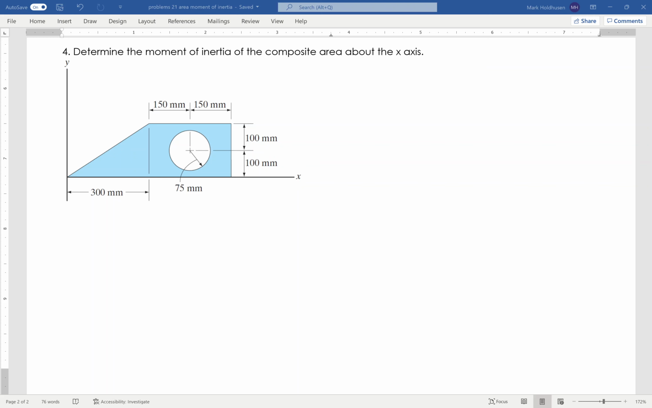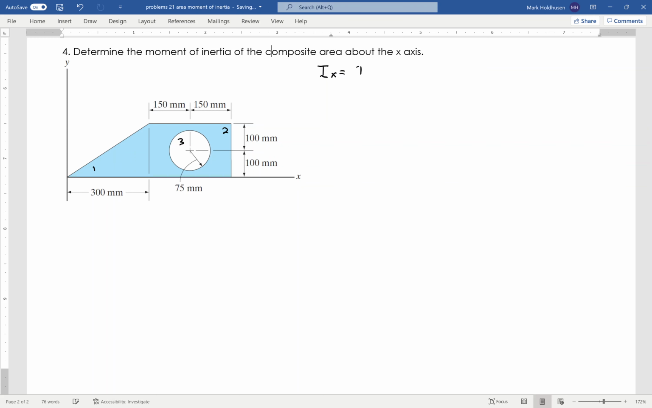Okay, so we want to find the moment of inertia, the area moment of inertia of this cross-sectional area about the x-axis. So again, we're going to break it up into three pieces. Number one will be that triangle, number two will be the rectangle, and then number three will actually be the hole. And I want to find the moment of inertia of each one of these about the x-axis.